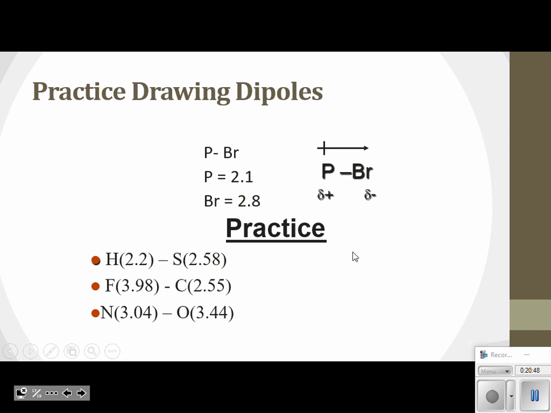I don't think we need to practice drawing dipoles, do we? Can we tell? Here, the bromine's 2.8, the phosphorus is 2.1. That gives me a 0.7. So I do have a polar covalent bond. Can you tell which side's the positive one? The one with the lower electronegativity. I don't think we need to practice that. I think we could be okay without doing those.